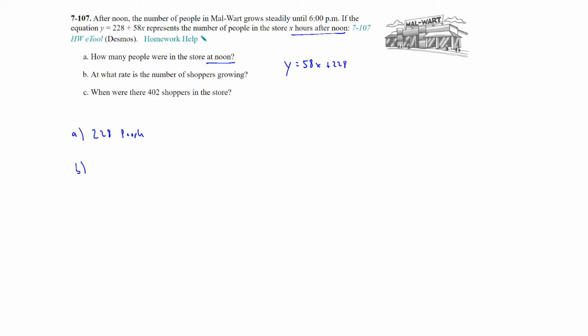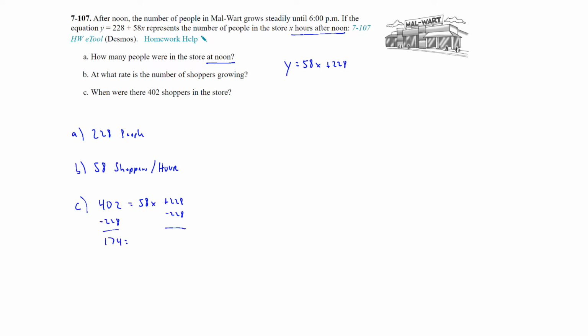B, at what rate is the number of shoppers growing? Well, the rate of change is 58. So the rate that the number of shoppers is growing is 58 shoppers per hour. And then for part C, when were there 402 shoppers in the store? Well, y represents the number of shoppers in the store after noon, so that'll be 402 is equal to 58x plus 228, and then we can solve this equation for the time, which is once again, x represents the hours after noon.